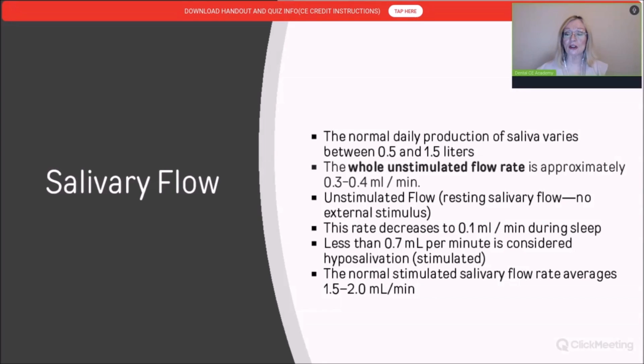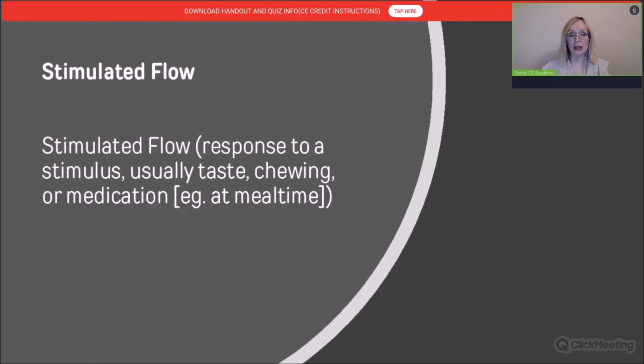All right, the normal daily production of saliva varies between 0.5 and 1.5 liters. The whole unstimulated flow rate is approximately 0.3 to 0.4 mils per minute. Unstimulated flow, that is resting salivary flow with no external stimulus. This rate decreases to 0.1 mils per minute during sleep because the parotid gland shuts down. Less than 0.7 mils per minute is considered hyposalivation. And the normal stimulated salivary flow rate averages 1.5 to 2.0 mils per minute.